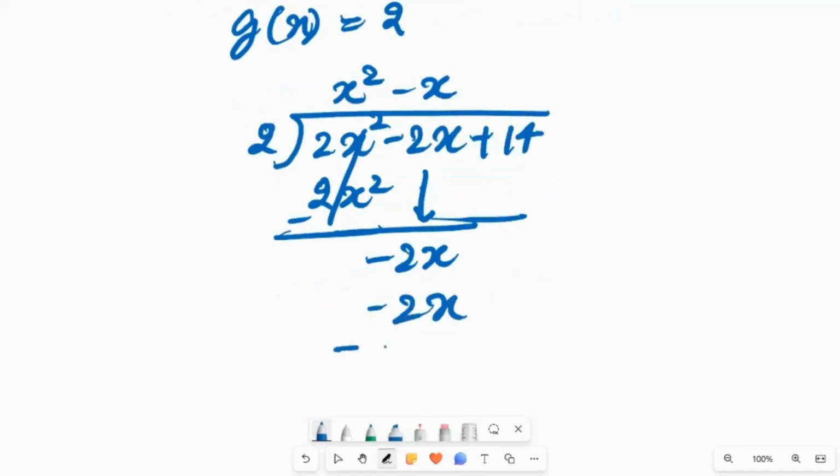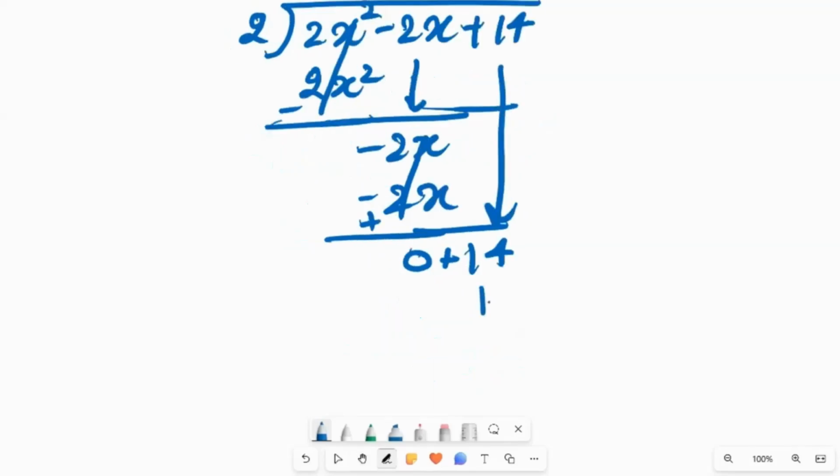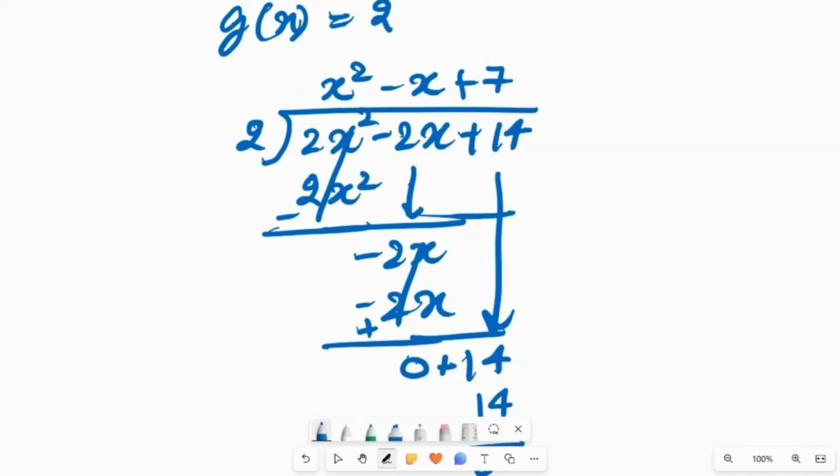Minus 2x, change the symbol, you would get 0, bring the 14 down, right? So it's directly simply 2 sevens are 14. 14, change the symbol, this would be 0. So if you can see here, the degree of p of x, that is the dividend, is 2. Highest power of x is 2. The x square is a quadratic polynomial.